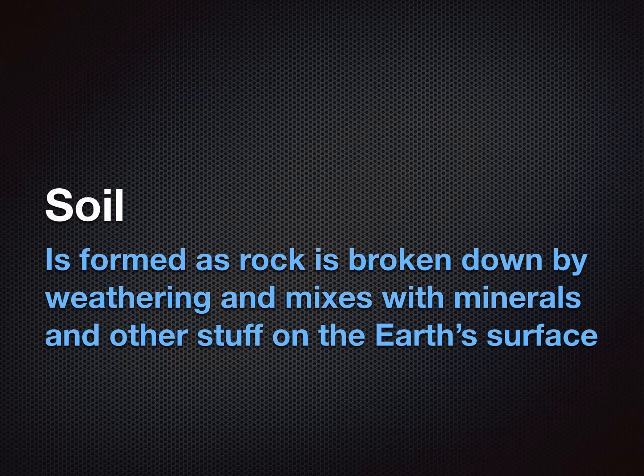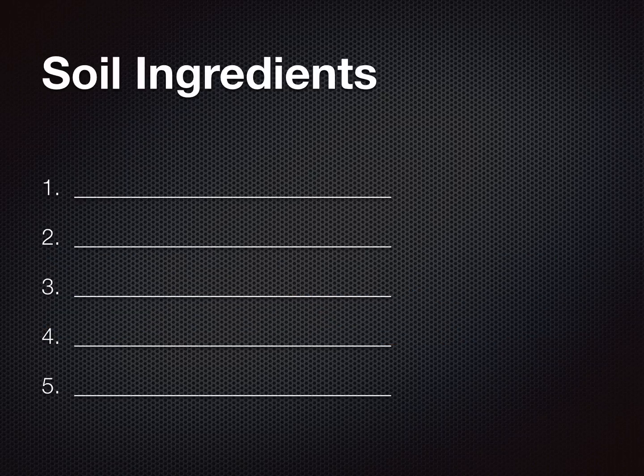Weathering is a really big category, and we'll get more into that. And it mixes with minerals and other stuff, and I use the word stuff vaguely, on the Earth's surface. But this other stuff will be the next thing that you're looking at in your notes, where it says soil ingredients. So let's move on to that. There are 5 main soil ingredients. We're going to talk about how all soils around the world are different and how all soils around the world are the same. And their similarities and differences lie in the same categories. The first one of those would be soil ingredients.